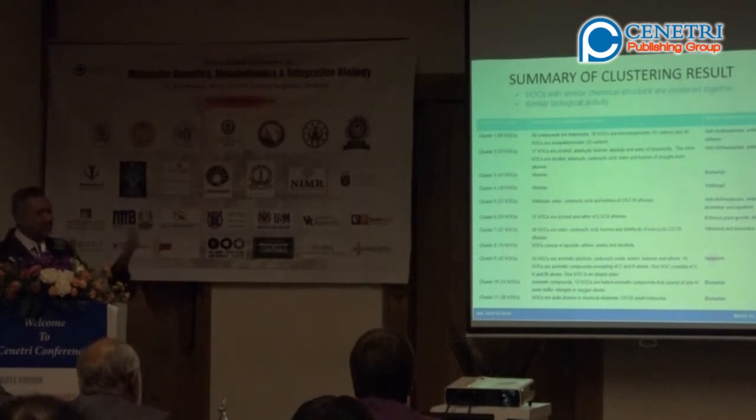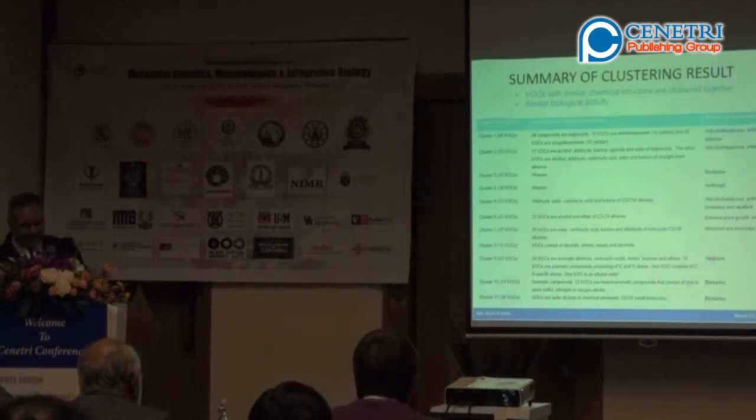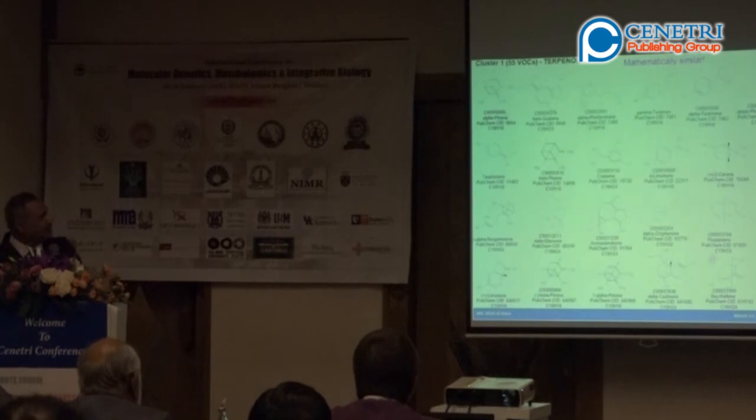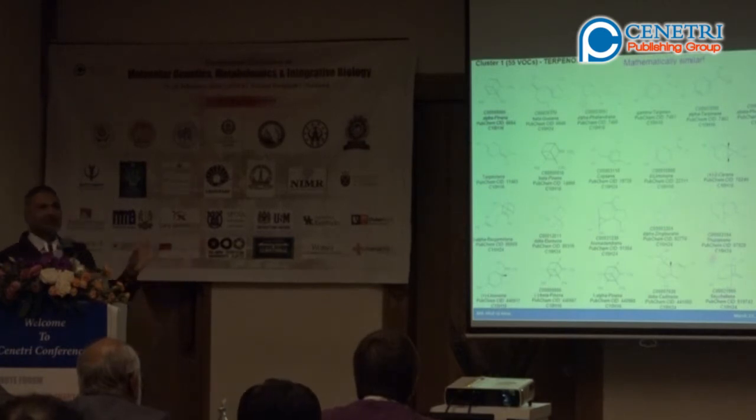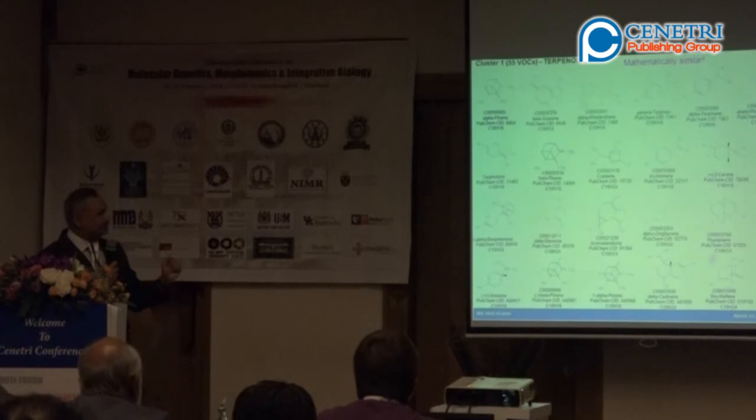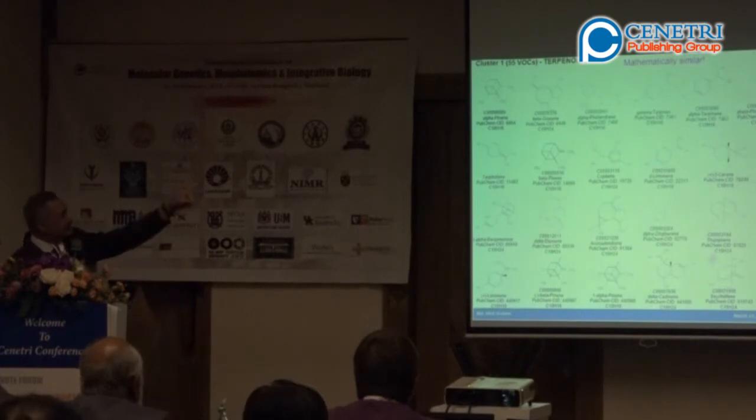Attractant means a pollinator attractant, and some other kinds. So we think that if there is structural similarity, mathematically similar compounds based on Tanimoto similarity can be considered to have similar functions. This is cluster 1 consisting of 55 VOCs or terpenoids.